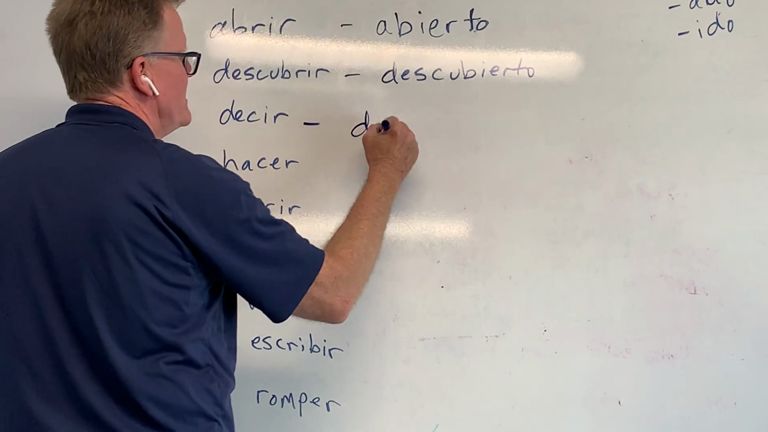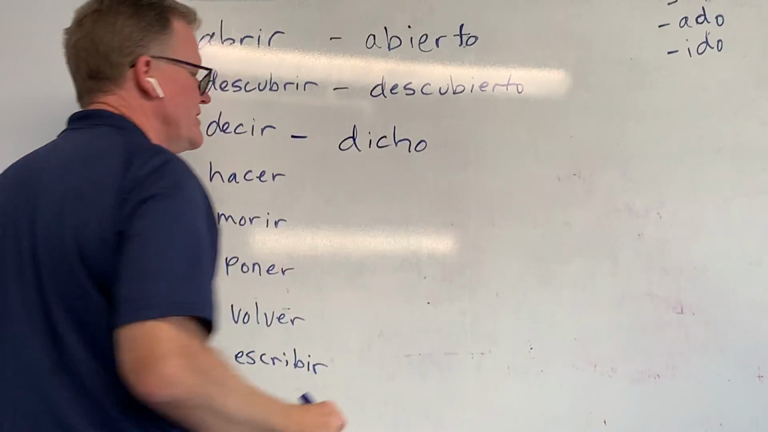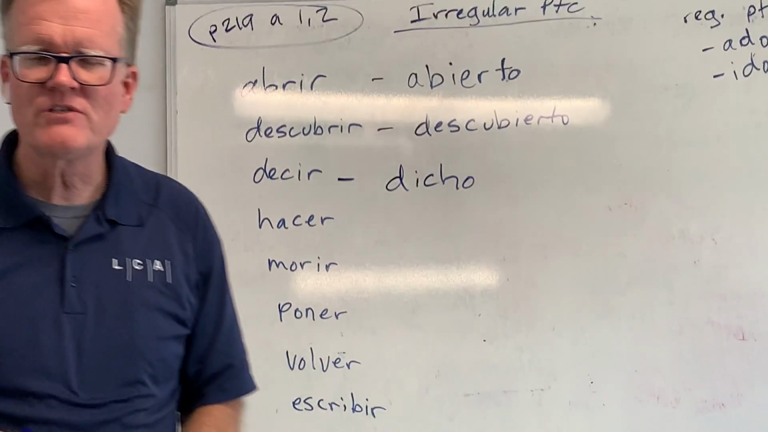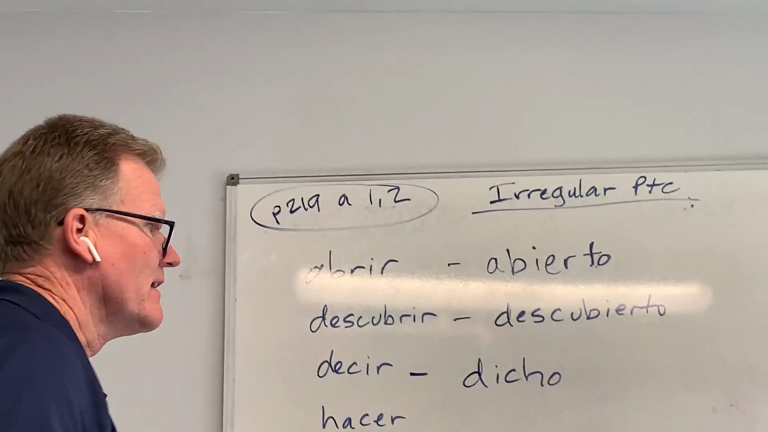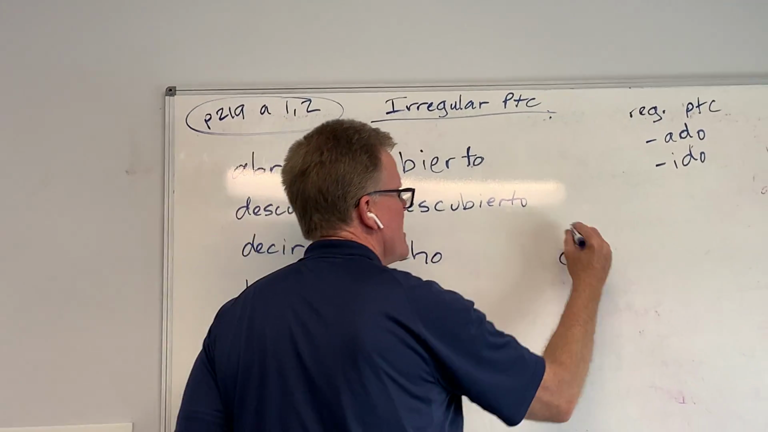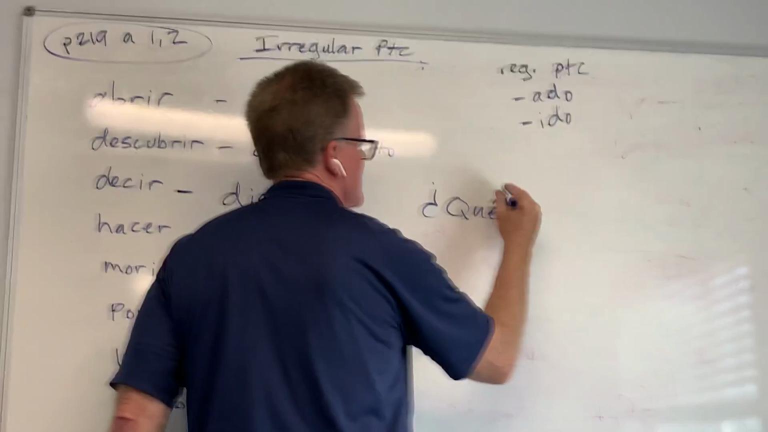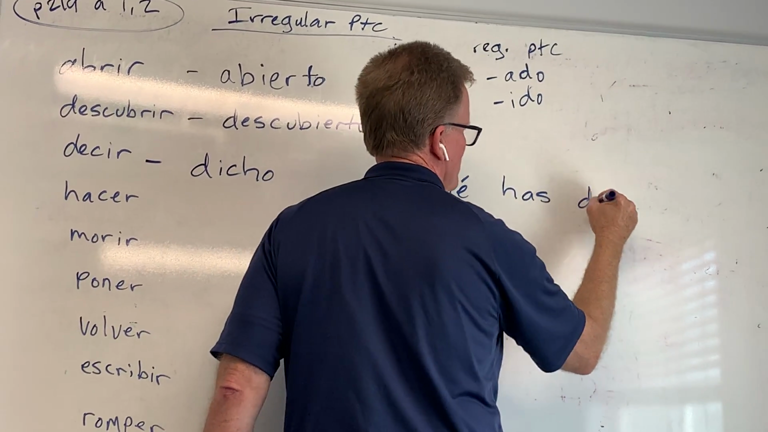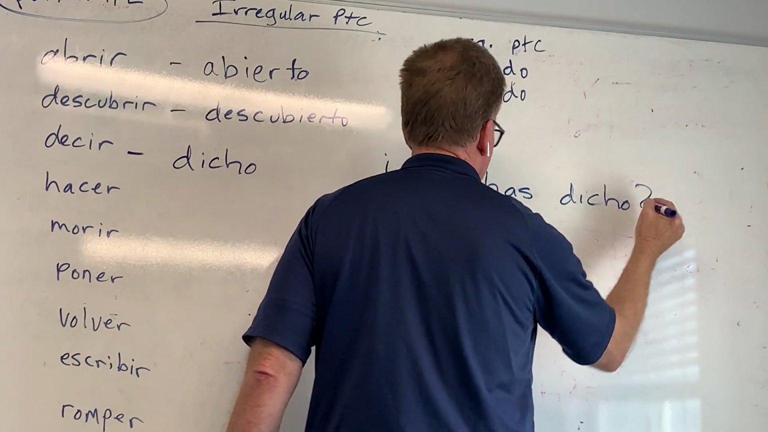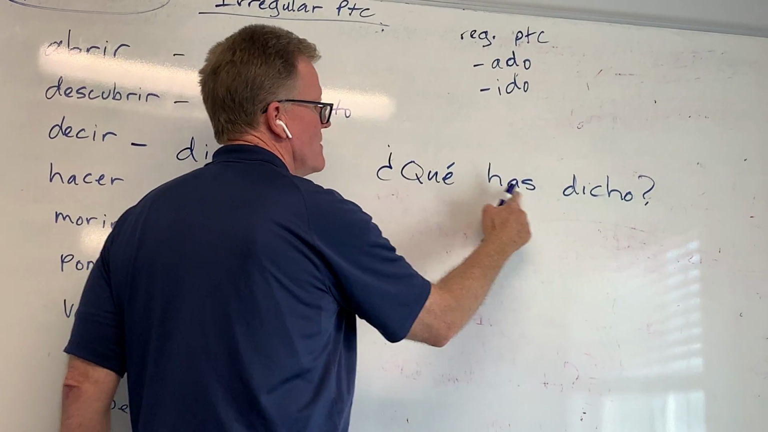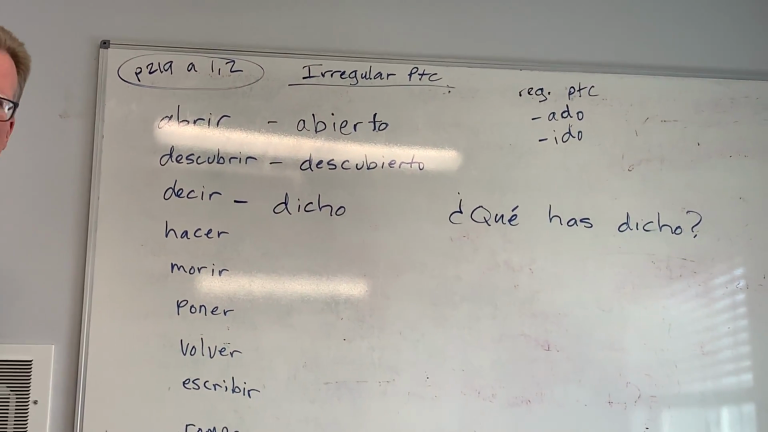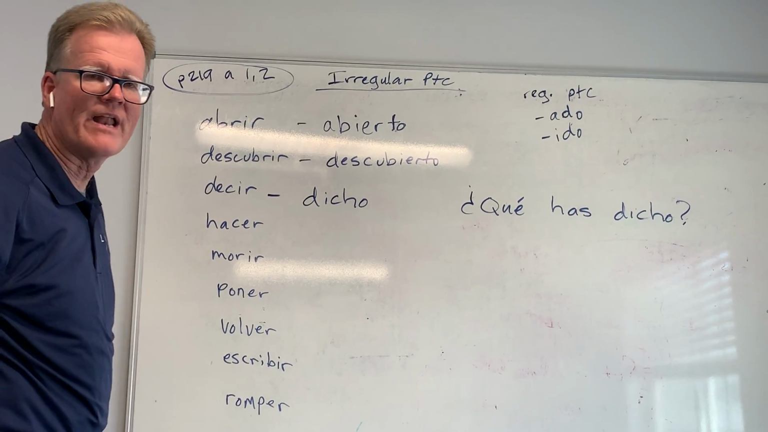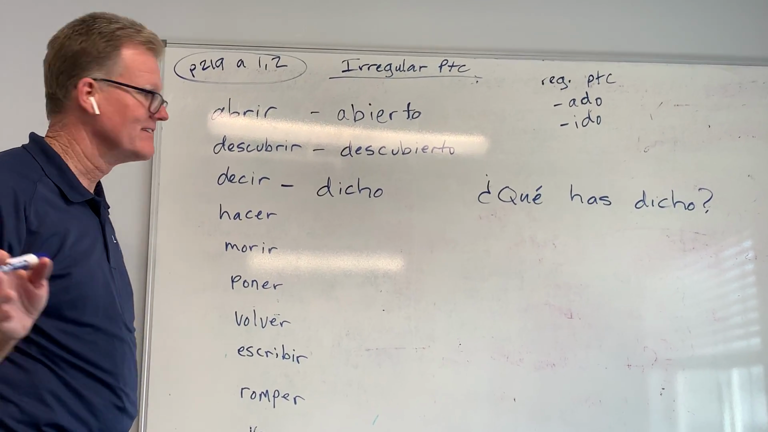Okay? Decir means to say or to tell. The participle is dicho. Dicho. What have you said? ¿Qué has dicho? That's what you're saying. ¿Qué has dicho? What have you said? Okay, what have you said? That's how I say it. ¿Qué has dicho? And you don't need to say, no he dicho nada. I haven't said anything. Right?